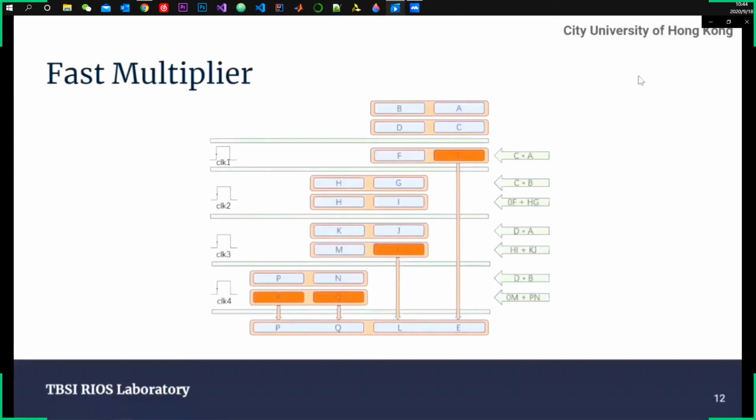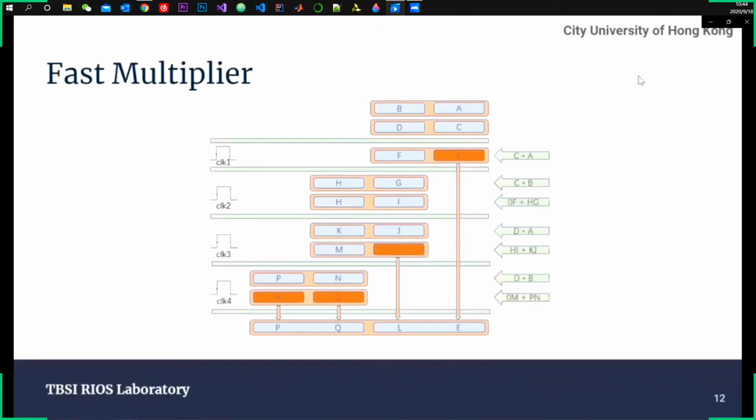During the first clock cycle, it computes A multiply C, in other words, the low 16 bits of operand 1 multiplied by the low 16 bits of operand 2. So we can get a 32-bit result, FE. And the low 16 bits of the result, in red, is also the low 16 bits of the final result. During the second clock cycle, it multiplies C and B to obtain HG, and then adds the result of the first cycle to obtain HI.